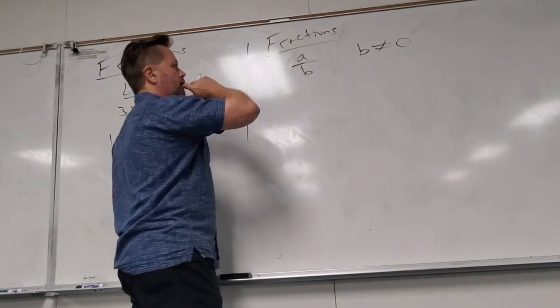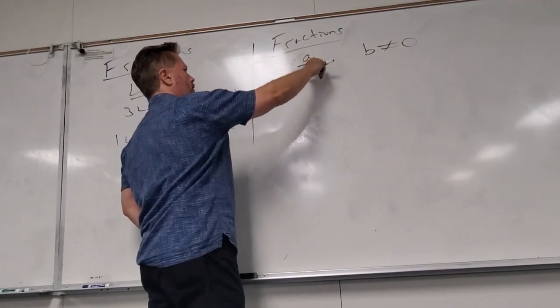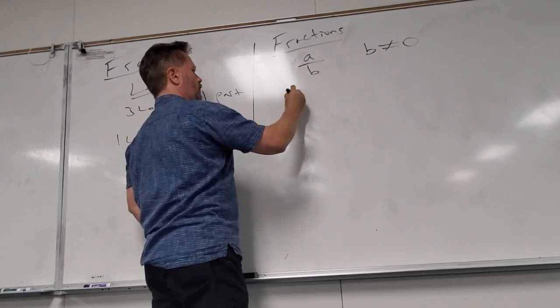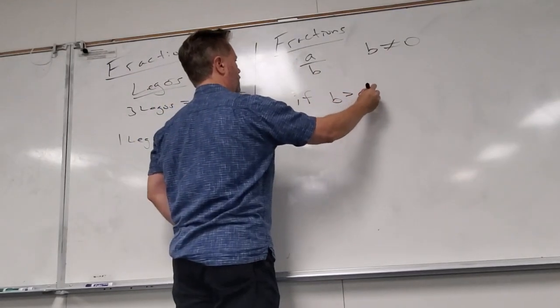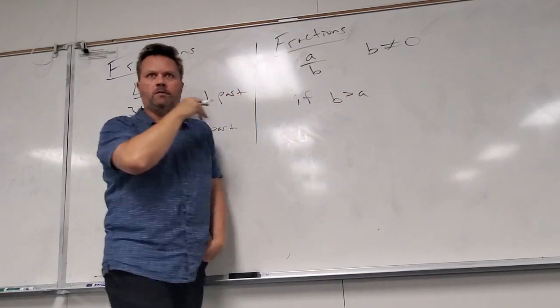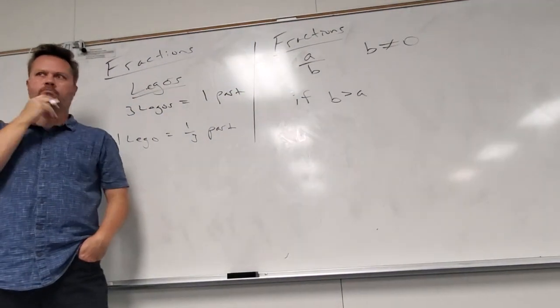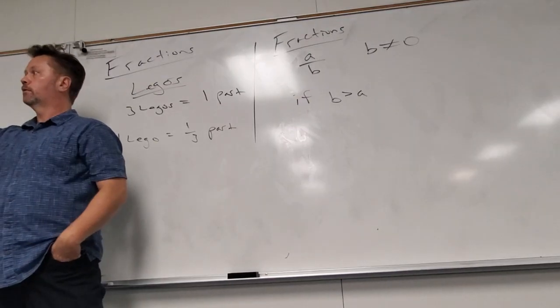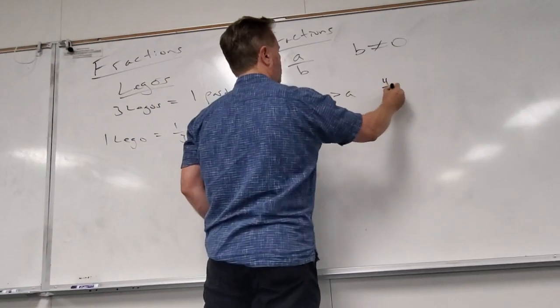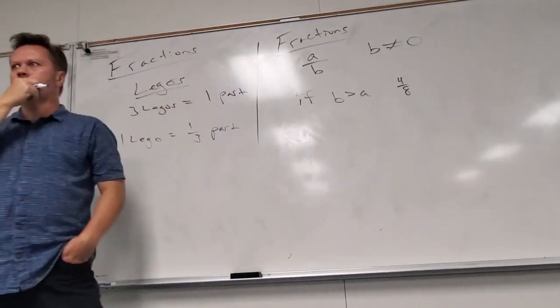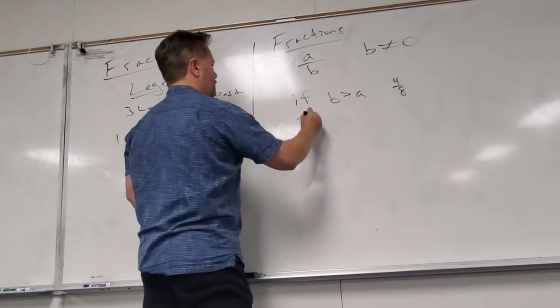And I like what just came up about the situation between A and B. If B is greater than A, right? So give me an example of that. Give me a fraction where B is greater than A. Any fraction. 4 over 8, 11. So 4 over 8, that's the situation. Right? If A is less than B.